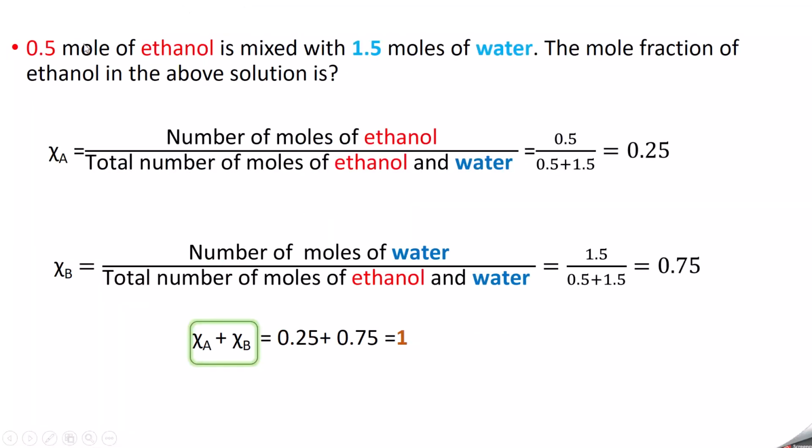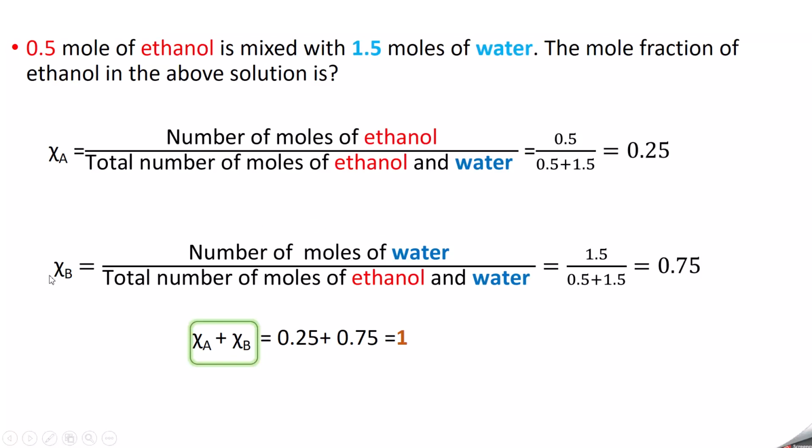We will do one problem. 0.5 mole of ethanol is mixed with 1.5 moles of water. The mole fraction of ethanol in the above solution is? Ethanol is the solute and the solvent is water. For ethanol, psi A is equal to the number of moles of ethanol divided by the total number of moles of ethanol and water. The number of moles of ethanol is given as 0.5, divided by 0.5 plus 1.5, which is equal to 0.25.